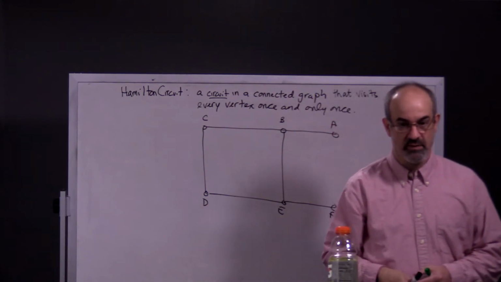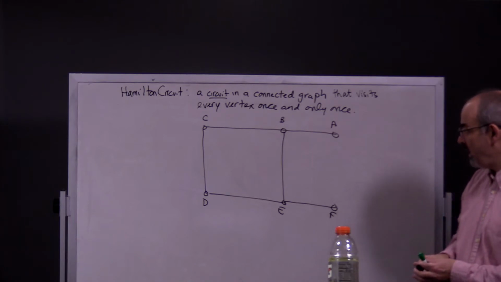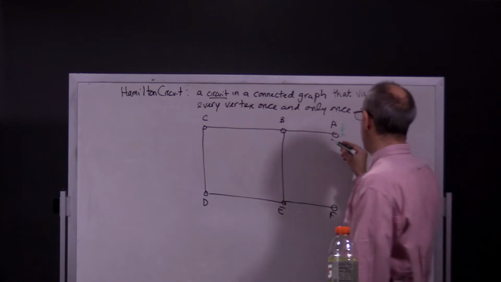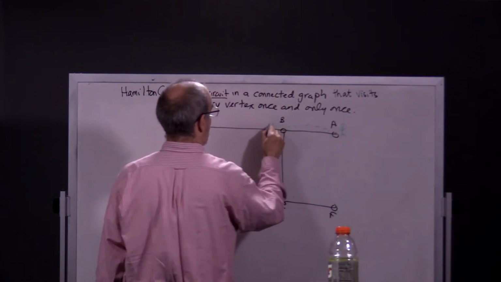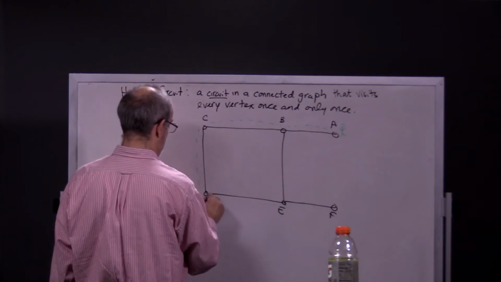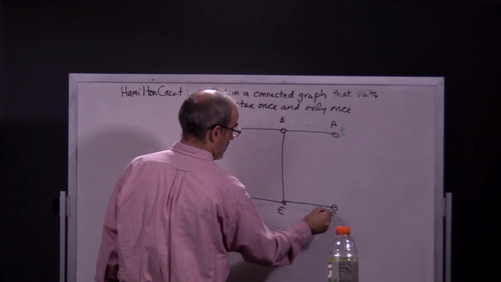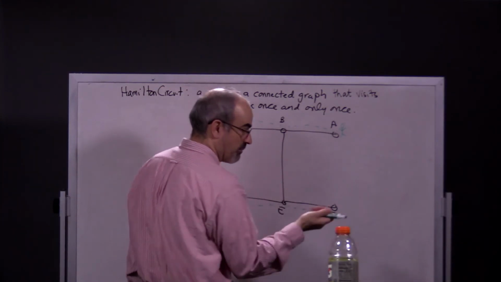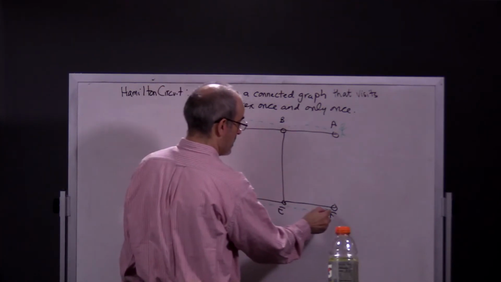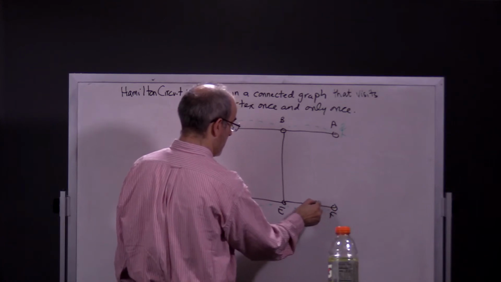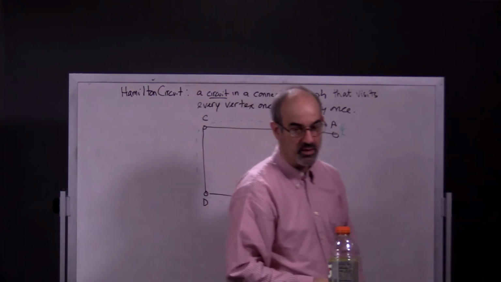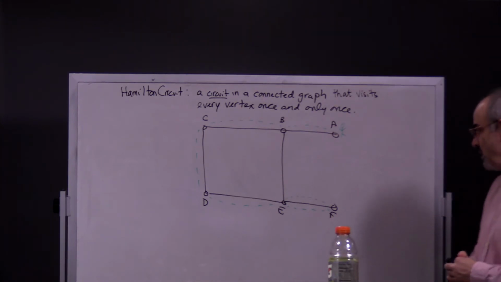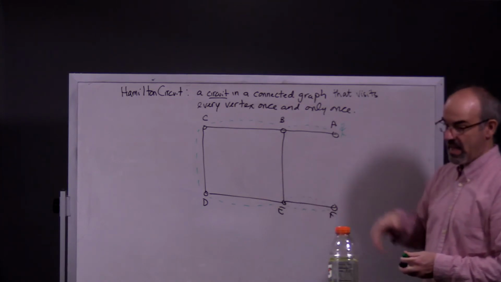It turns out that this graph does not have a Hamilton circuit because there's no way, if we start, let's say out here, there's no way to visit every vertex once and only once. Remember, a circuit has to end where it started. So once we get out here, the only way to get back up here would be to go back here. But you're not allowed to do that. You can only visit every vertex once and only once. So this graph does not have a Hamilton circuit.